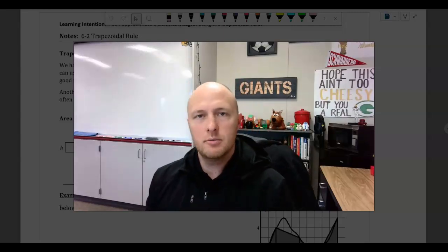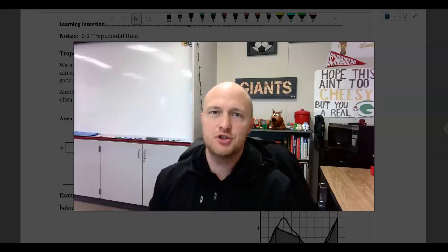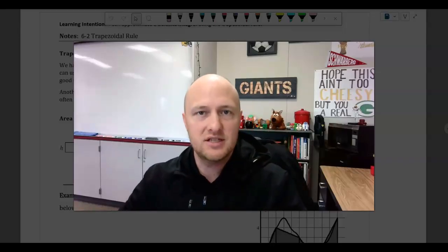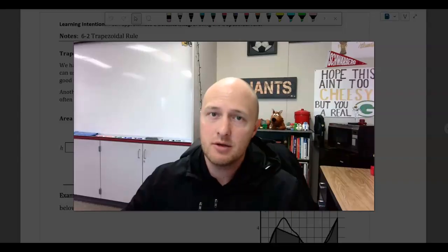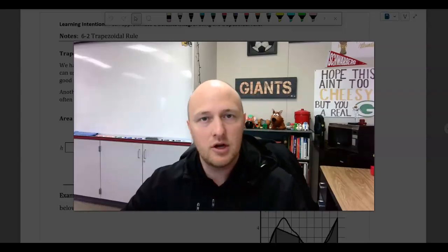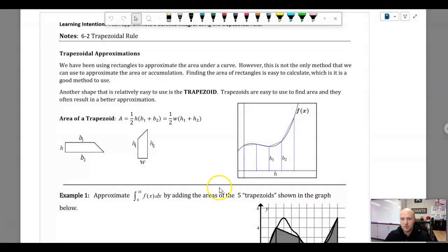We are going to talk about the trapezoidal rule. This is lesson 6-2 and usually an introductory lesson in the integral unit. So we're going to go ahead and jump in. Similar to Riemann sums where we're approximating the area under the curve, but this is specifically dealing with what if we want to get a better approximation and we're not using rectangles, we're instead going to use trapezoids. So let's go ahead and jump in.